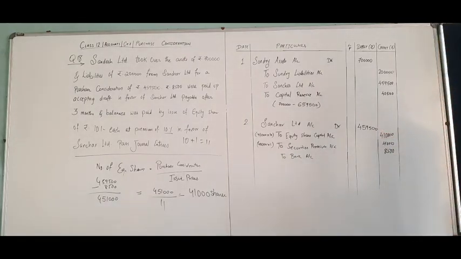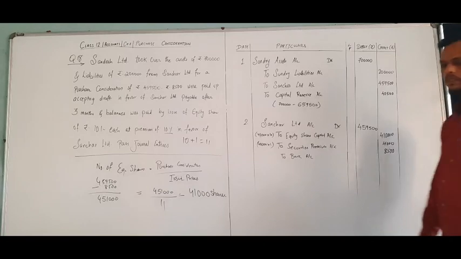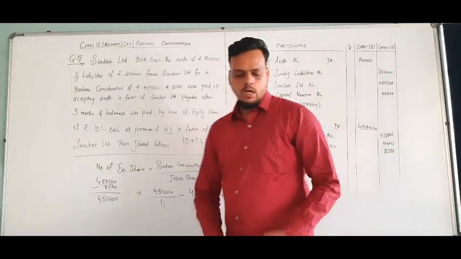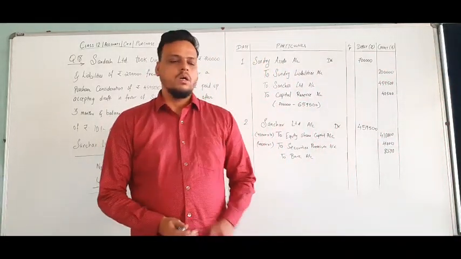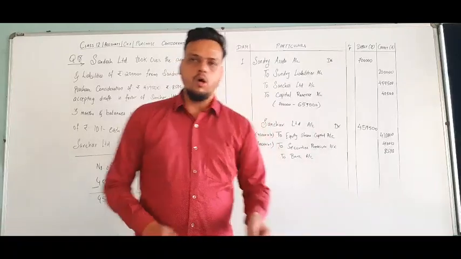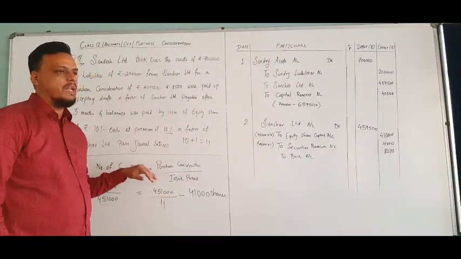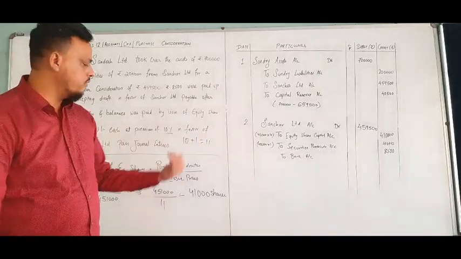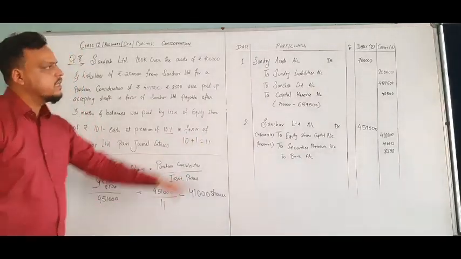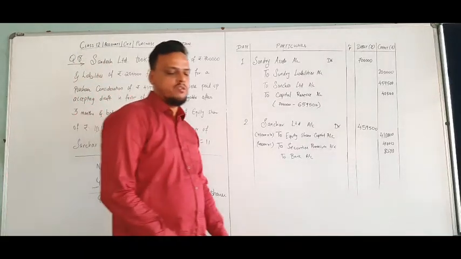If we calculate all the amounts, our total of shares issued will match the total which we have to adjust. So, according to this question, I have given you the formula also: the number of equity shares can be calculated by purchase consideration divided by issue price, and then we have to enter these entries.